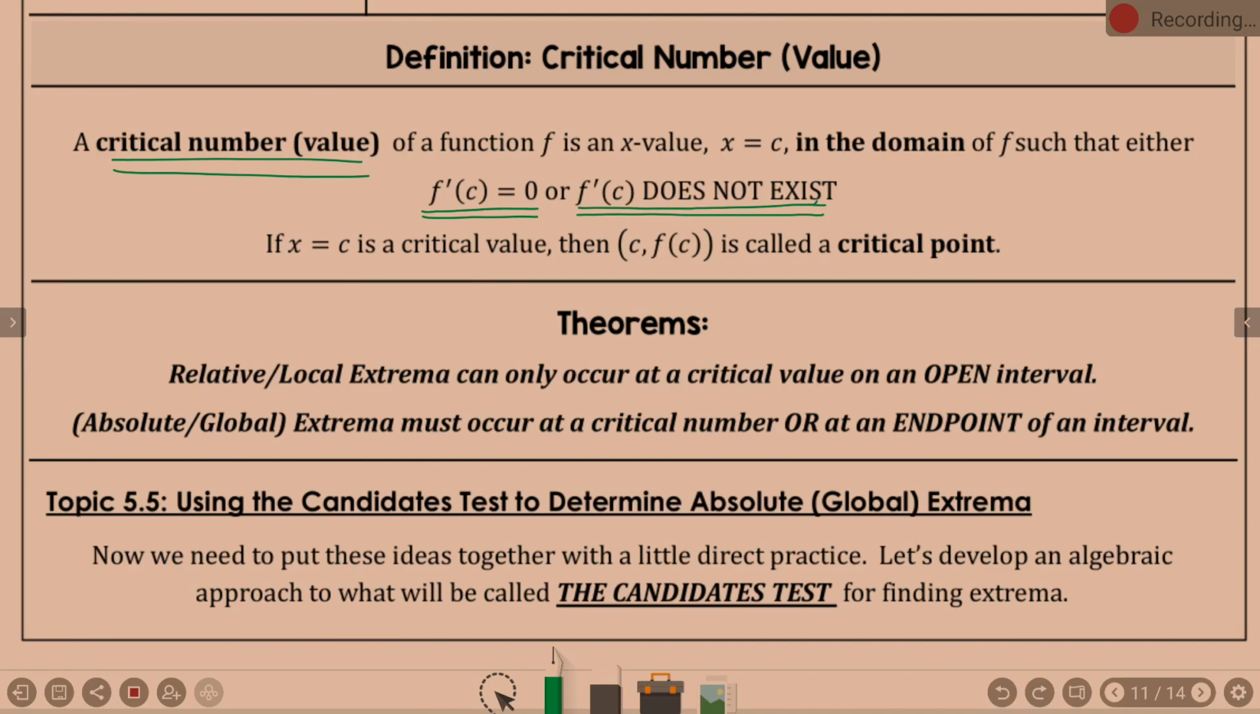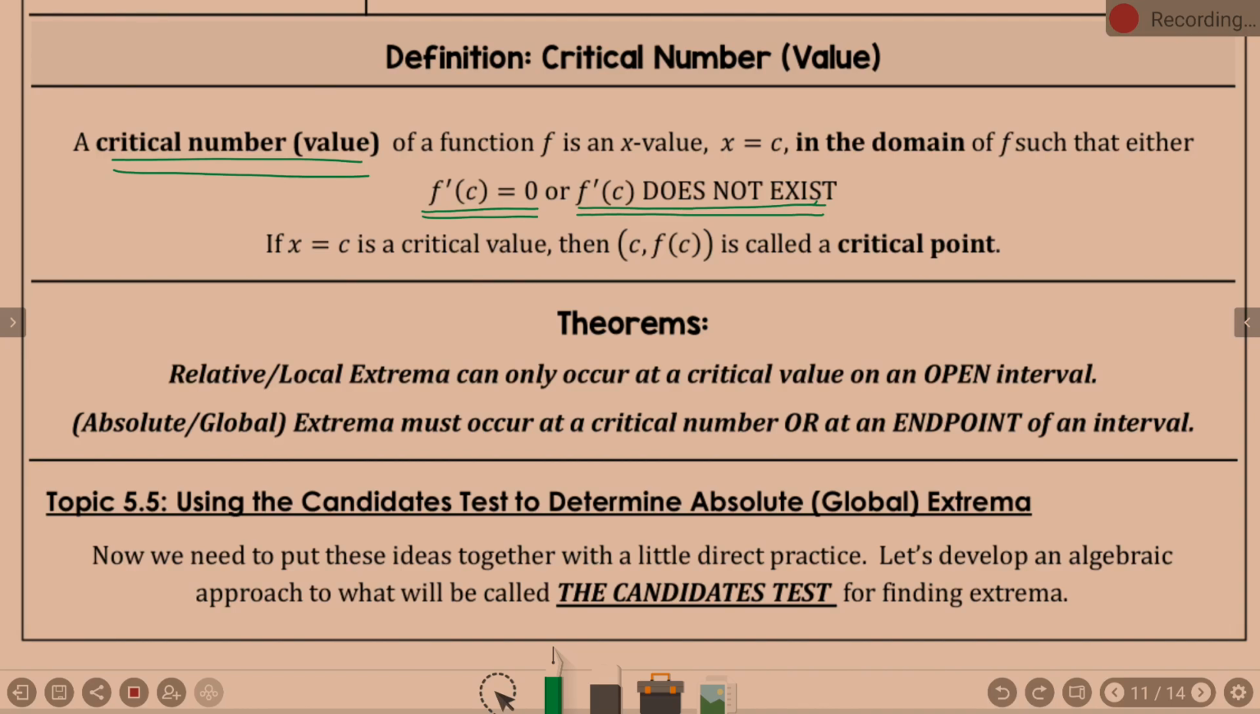Okay, then we throw in, if there's a denominator or something. But most often we're talking about when the derivative equals 0. So if x equals c is a critical value, then plugging that in, (c, f of c) is called a critical point. Okay? We're going to talk about that a lot moving forward. That's what we're going to look at on the next page, finding critical numbers. How do we do this without the calculator, basically? Or how do we find these places without the calculator?